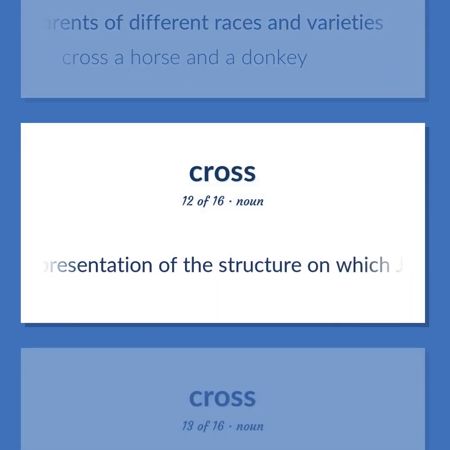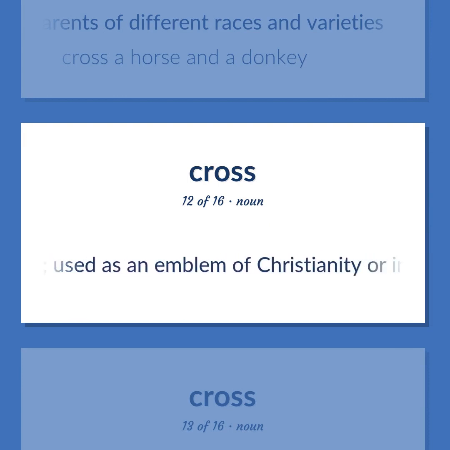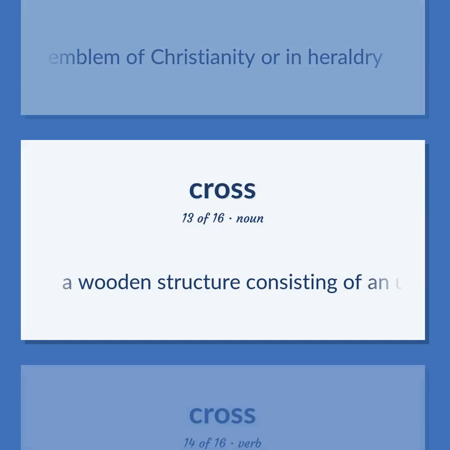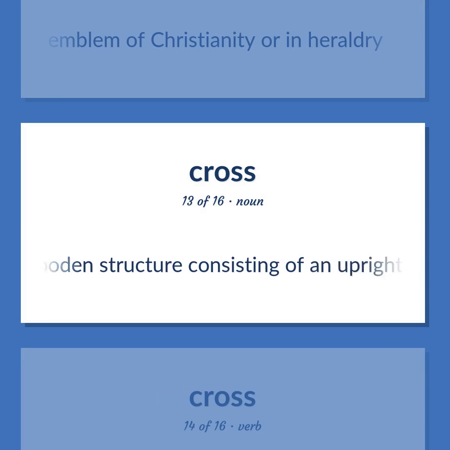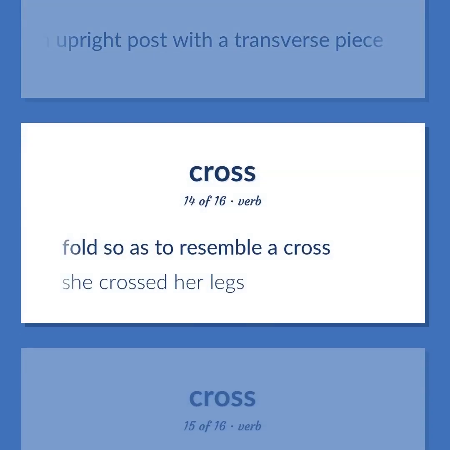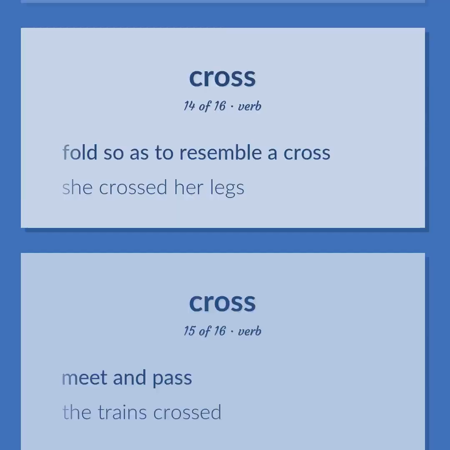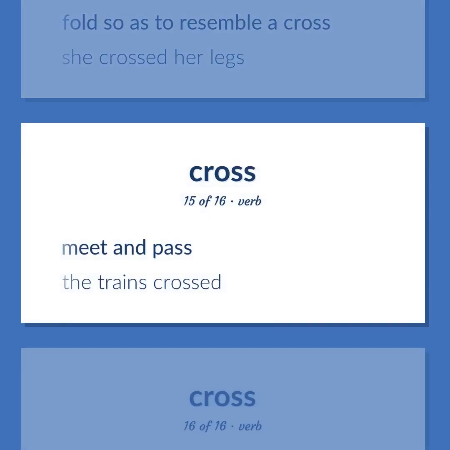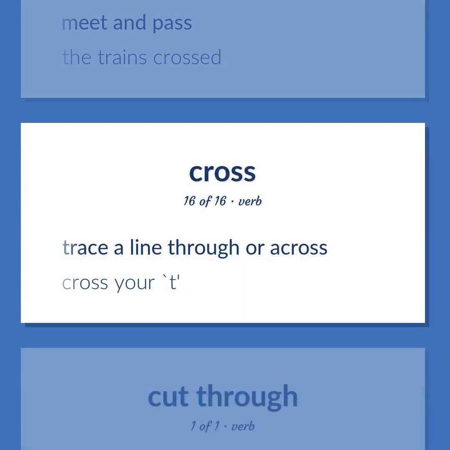A representation of the structure on which Jesus was crucified, used as an emblem of Christianity or in heraldry. A wooden structure consisting of an upright post with a transverse piece. Fold so as to resemble a cross. She crossed her legs. Meet and pass. The trains crossed. Trace a line through or across. Cross your T.